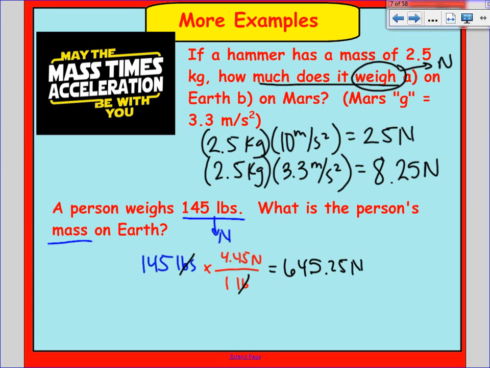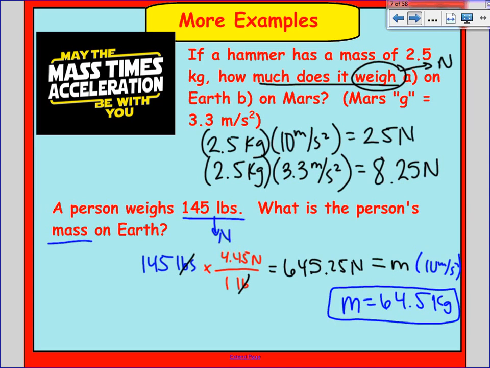So now that that's my number of newtons, or force of gravity in newtons, I know that's equal to the mass times the acceleration of gravity, which is 10 meters per second squared. Divide those two, and I end up getting my mass is approximately 64.5, and since I solved for mass, that unit is in kilograms.